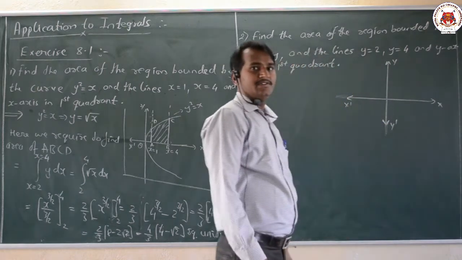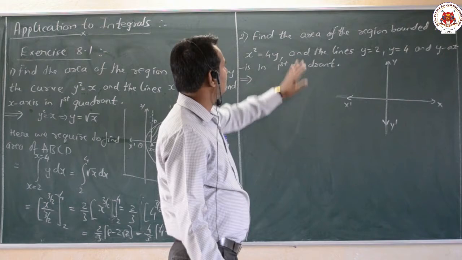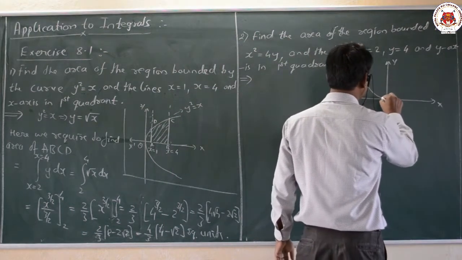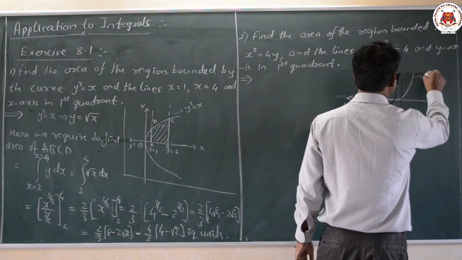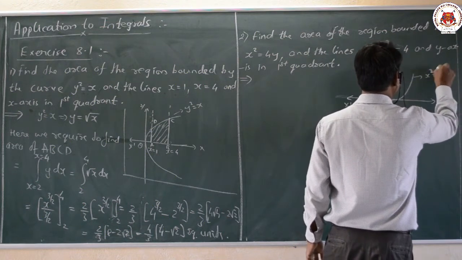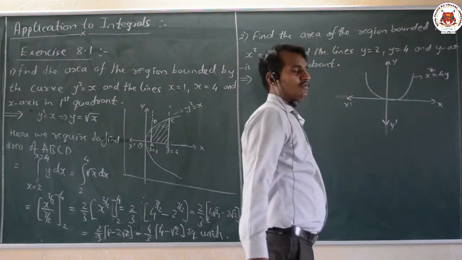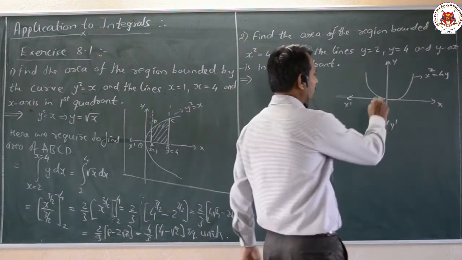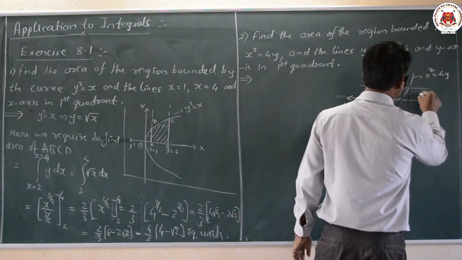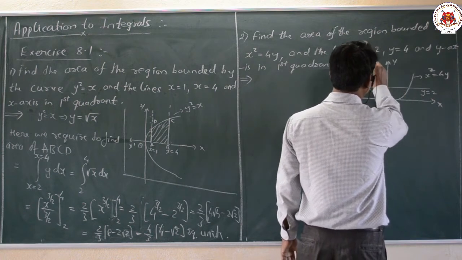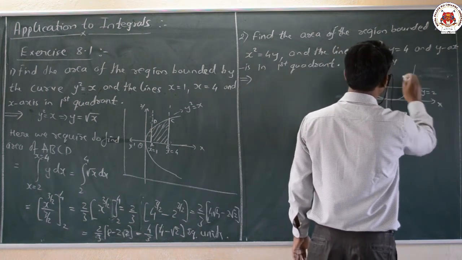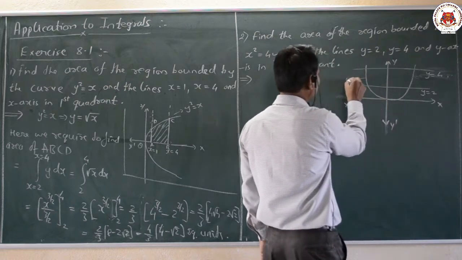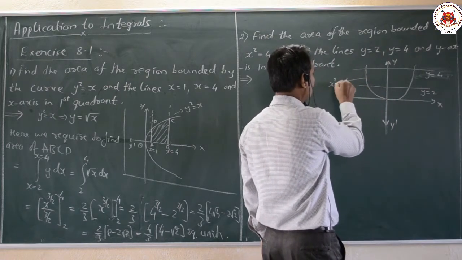Now what we have here, that we shall observe. What is the curve? Find the area of the region bounded by the curve x square equal to 4y. It is our curve x square equal to 4y. Now we have the lines y equal to 2 and y is equal to 4. This is y is equal to 2, and let us take this line as y is equal to 4. Now what is this particular curve? That is nothing but x square equal to 4y.